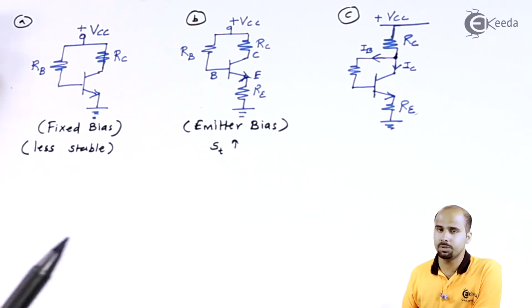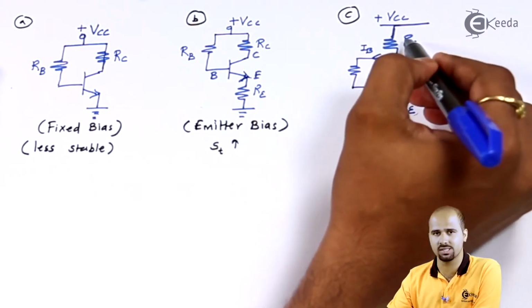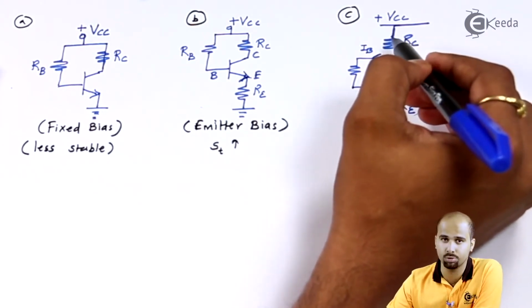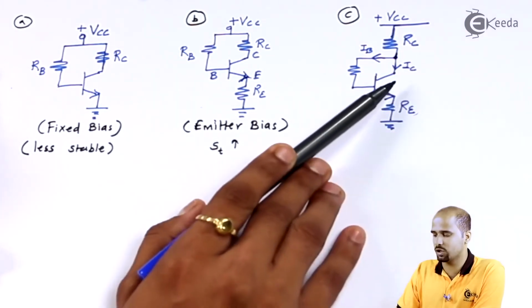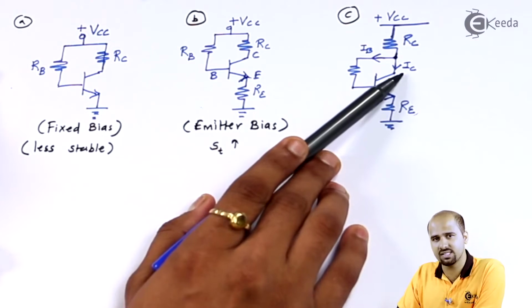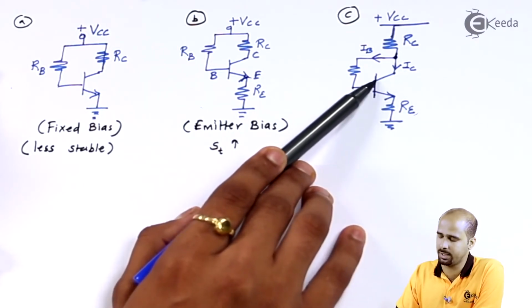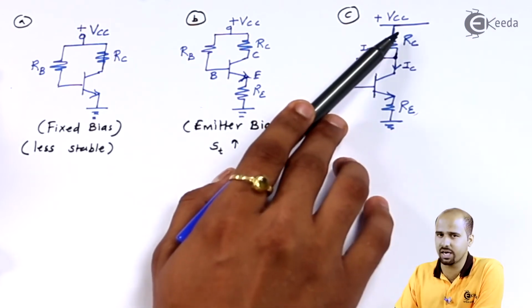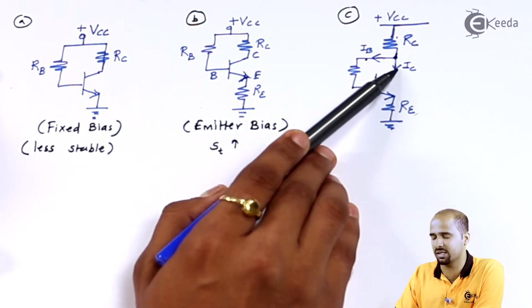More often, people make a mistake while taking the current through RC as IC. No. See this circuit carefully. I have drawn IC as the collector current, which is directly connected to the collector side. But through RC, whatever current I am getting is divided into two parts. One is IB and another is IC.